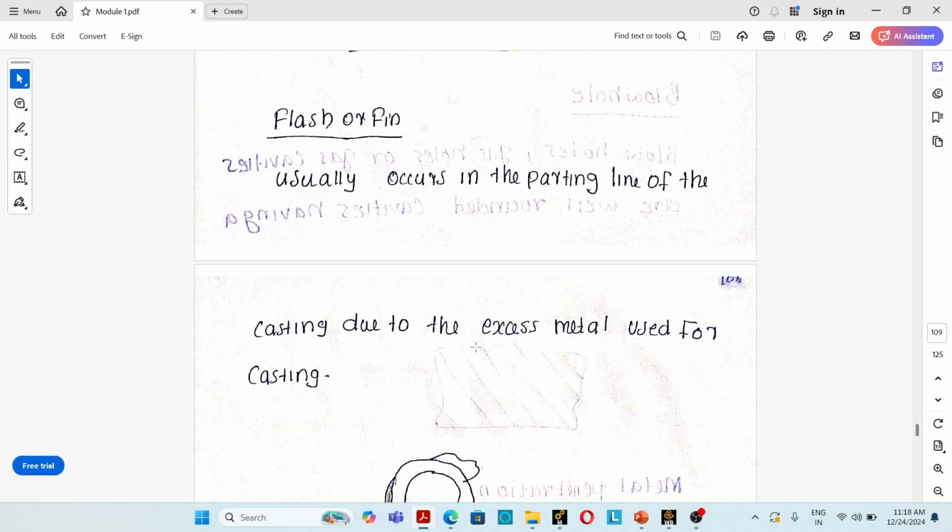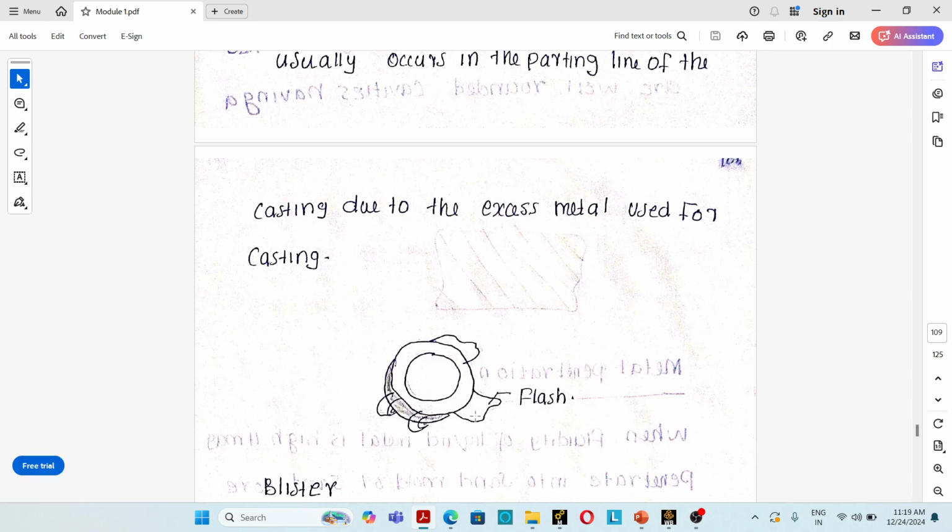The sixth surface defect is flash, or fin. Flash or fin means there are projections of material at the parting line of the casting, due to excess molten material flowing into the parting surface. Suppose this is a casting, this is the flash. This is due to excess molten material that flows into the parting surface.